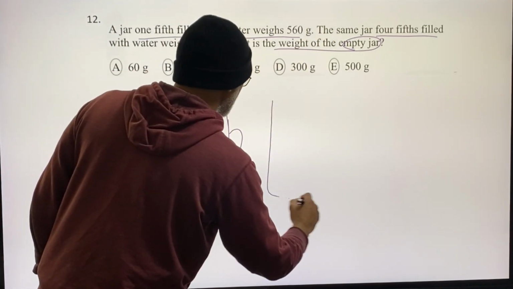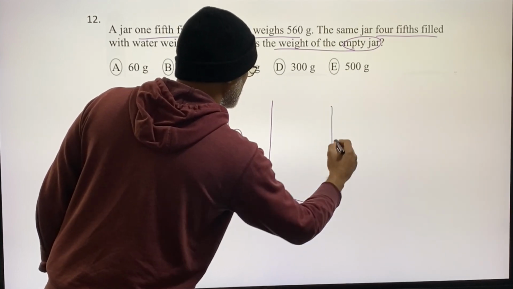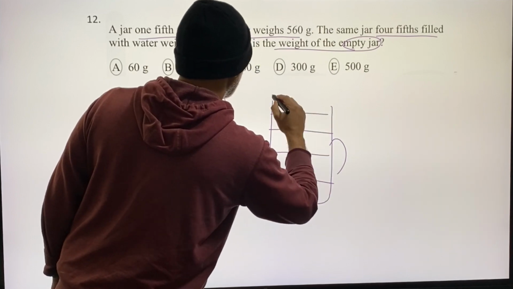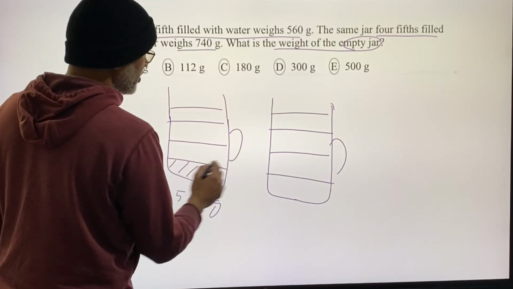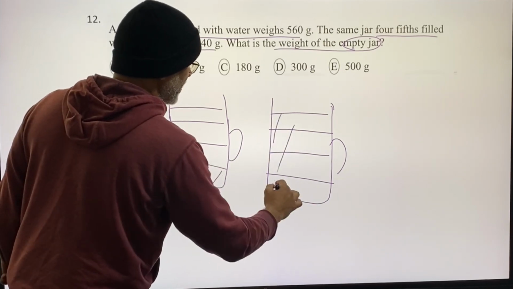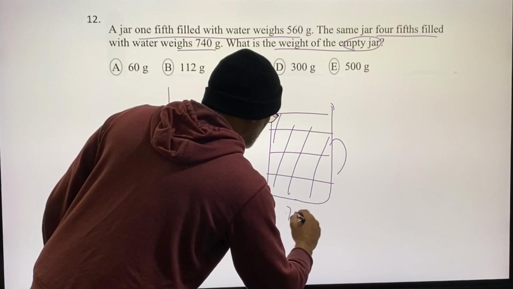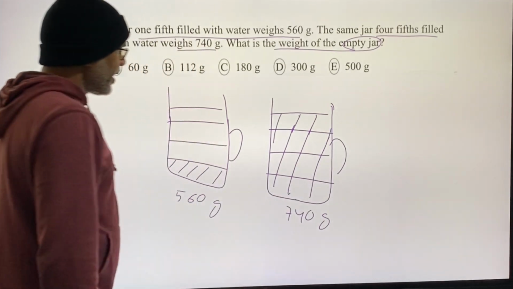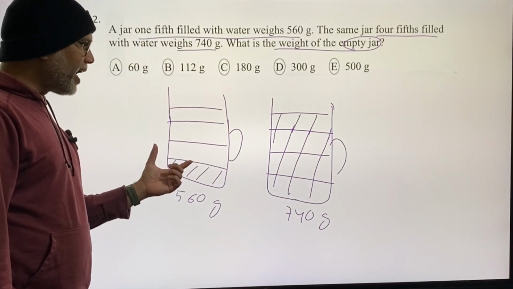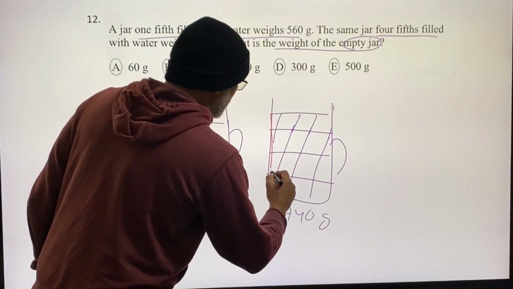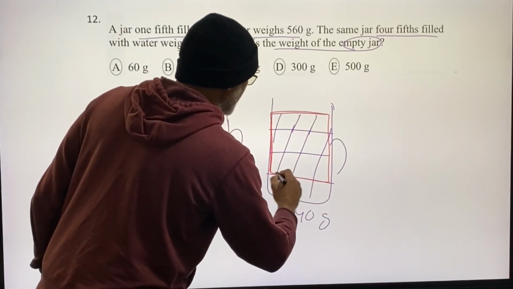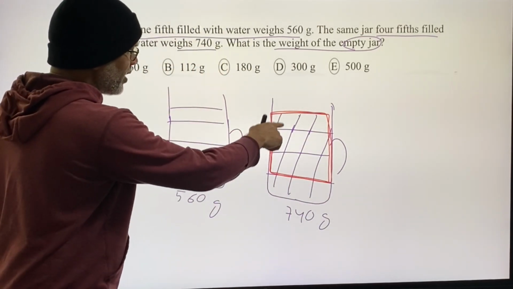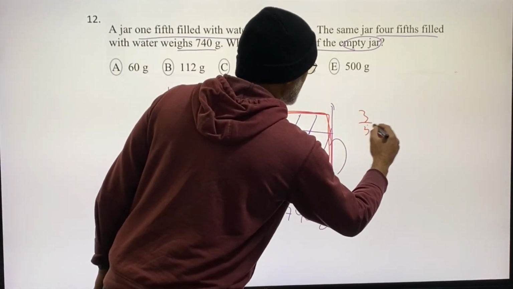I'll draw it again. It's the same jar. 1, 2, 3, 4. Now this is 4/5 filled, right? This is 740 gram. So this is 4/5 filled. If I take away the jar and 1/5, then only this water will be remaining, right? So if I take away the jar and 1/5, then only 3/5 water.